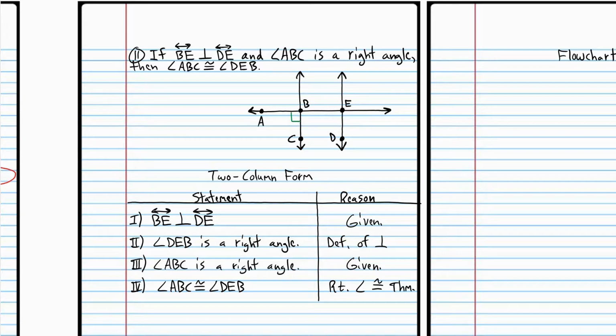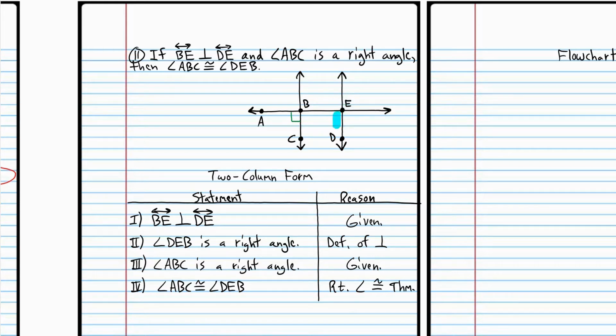So we know that those lines are perpendicular. That's the given information. And because they're perpendicular, by definition, this angle must be a right angle. That's what perpendicular means. If this line is perpendicular to this line, then angle DEB must be a right angle. In fact, this must be a right angle also, and this angle and this angle. But we only care about DEB in this proof.